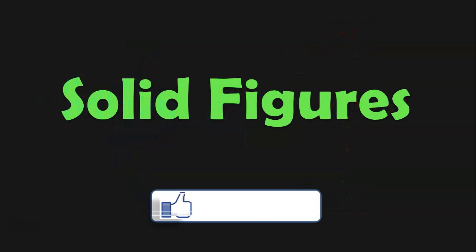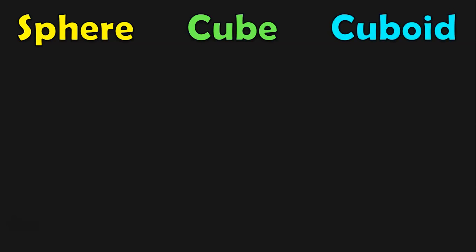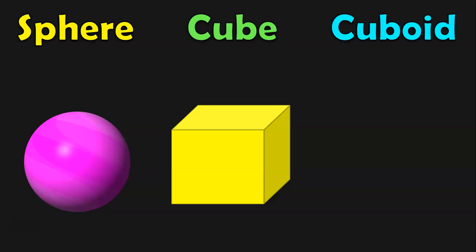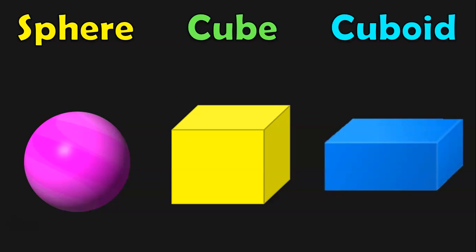The next topic that we are going to see is solid figures. So what are all the solid figures? Sphere, cube, cuboid. How does a sphere look like? It looks like a ball. This is a cube. It looks like a dice. This is a cuboid. It is in the form of a rectangle with a 3D look.